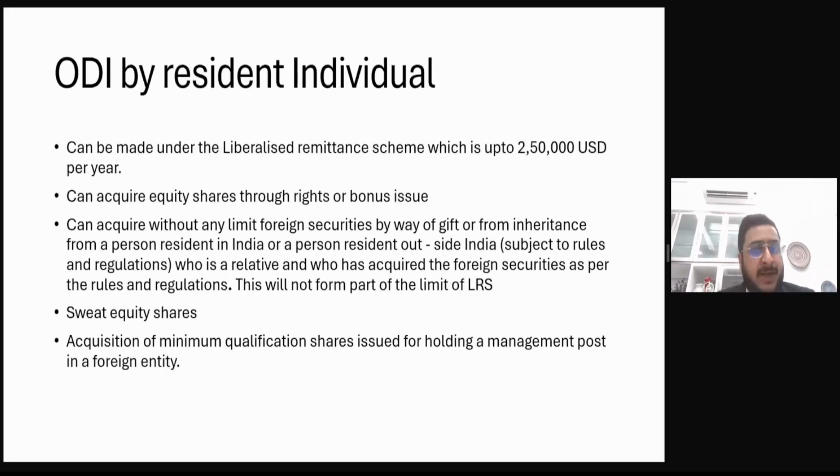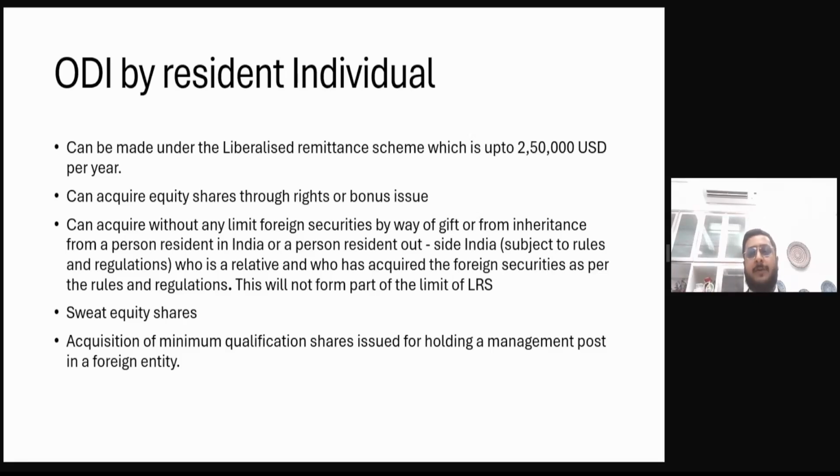The ODI by a resident individual. Again, we discussed earlier, a resident individual can only make ODI up to 250,000 USD per financial year under the Liberalized Remittance Scheme. He can acquire equity shares through rights or bonus shares. He can acquire without any limit any foreign securities by way of gift or from inheritance from a person resident in India or a person resident outside India who is a relative and who has acquired these foreign securities as per the rules and regulations. This will not form part of the LRS.